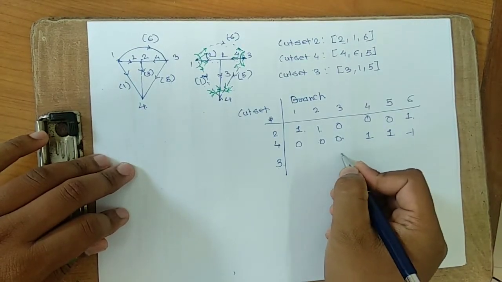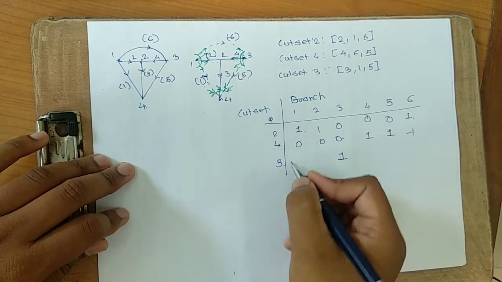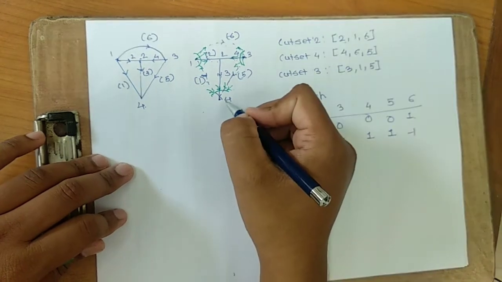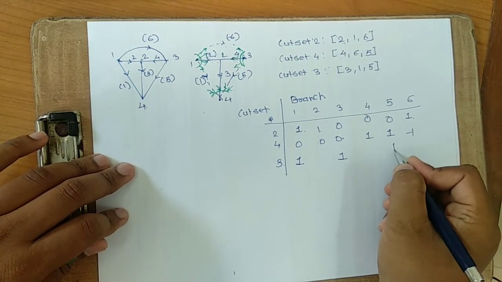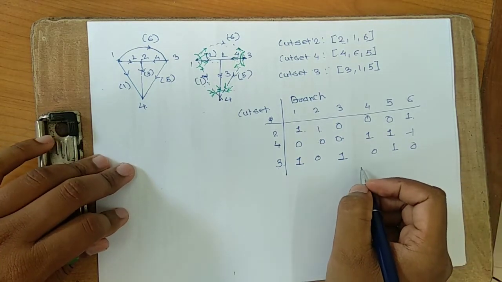So third is 1. Next is branch 1, and the cut set direction is similar. That's why 1. Next is fifth. So the fifth branch and the cut set direction are similar. That's why it should be 1. Others are 0. So that's how you have to find out the cut set matrix.